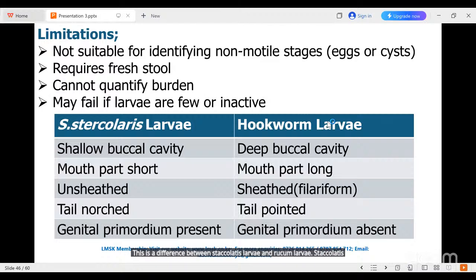Strongyloides has shallow mouth parts, a short buccal cavity, while hookworm has a deep buccal cavity. The mouth parts for Strongyloides are very short and long for hookworm. Strongyloides is not sheathed. Hookworm is always sheathed, especially the filariform larvae. Hookworm larvae has a pointed tail. Strongyloides has a pointed but notched tail, curved down there. Strongyloides has a prominent genital primordium which is lacking in hookworm.